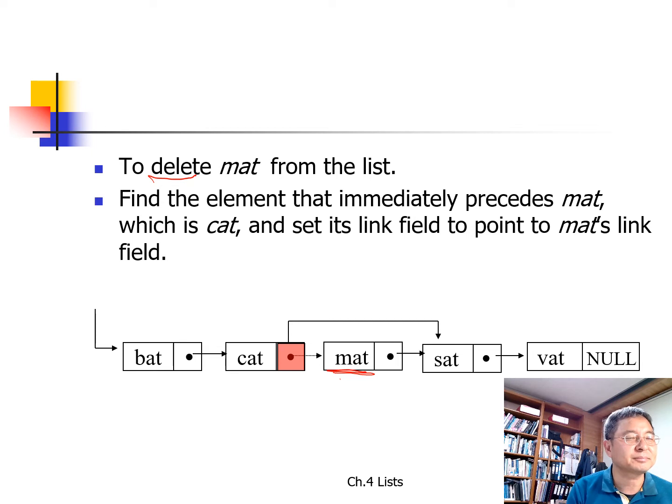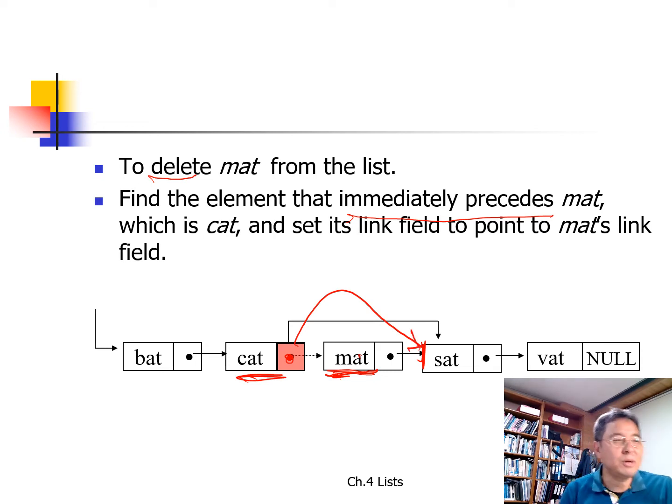Okay, so we want to delete the newly inserted math data. Then find the element that immediately precedes math. Okay, immediately precede means the one-step earlier element of math. That is cat. And then the link field of this cat will point to the math pointer, this one.